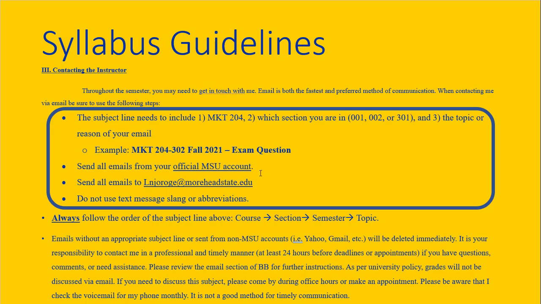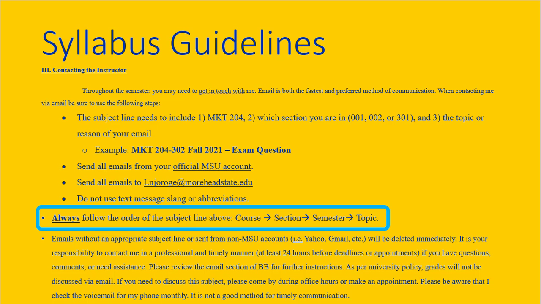Next is making sure that you email from an official MSU account, so no Gmail, Yahoo, any of those other accounts. Make sure you send an email address to my address. This is a bigger issue at another university I taught at because we had multiple accounts for faculty. No abbreviation or slang. So make sure that you treat your emails like letters. Don't use abbreviation or slang.